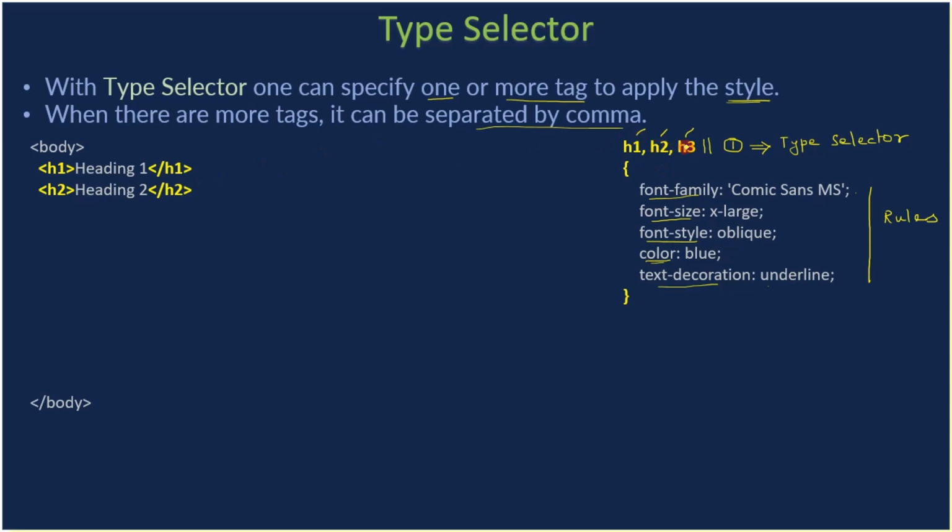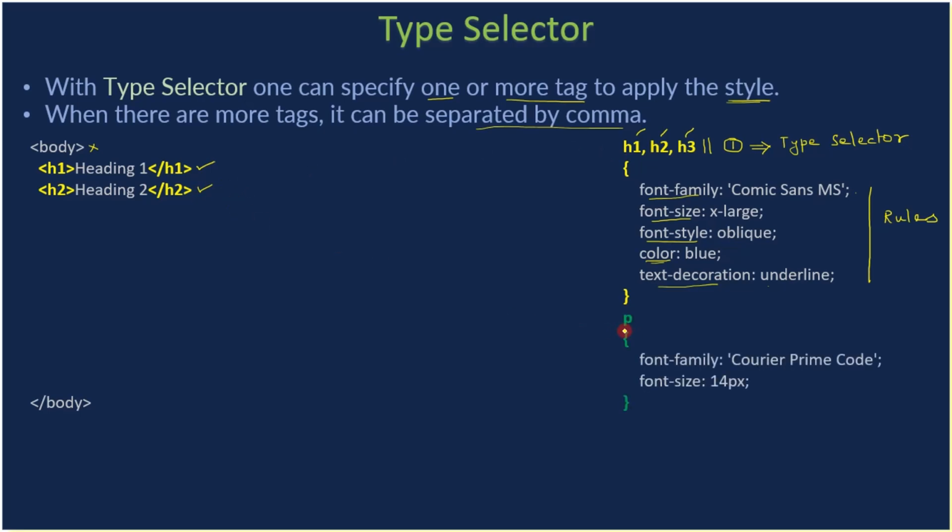Since here we specified h1, h2, h3 as the selector, the type selector is applied here on the HTML. And if you see, we have body, the rules will not be applied to this tag. Why? Because this is not there in the type selector. So h1 is picked because that's there in the type selector, and the rule is applicable to h2 also.